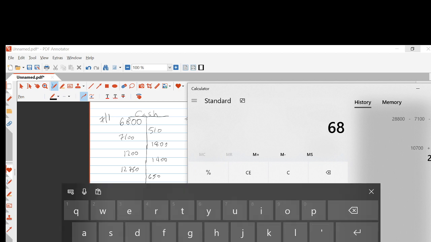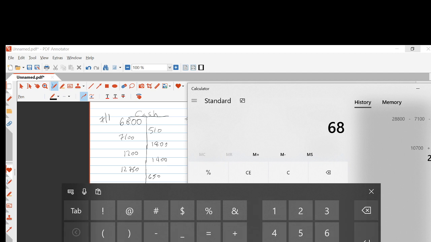Well, maybe I could just do it this way. 6,800 minus 510 plus 7,100, minus, whoops, not 7, minus 1,800 plus 1,200 minus 1,400 plus 12,750 minus 650.